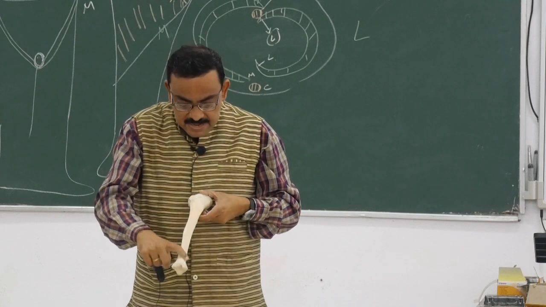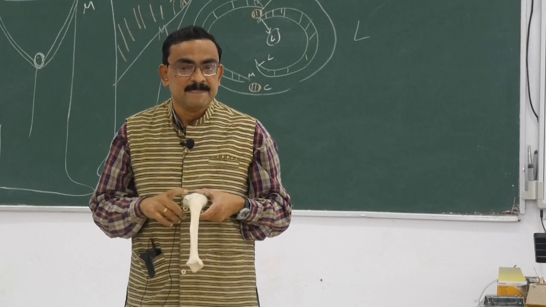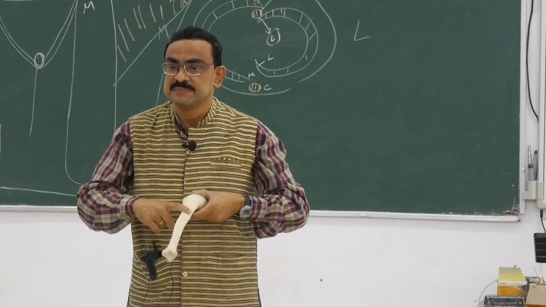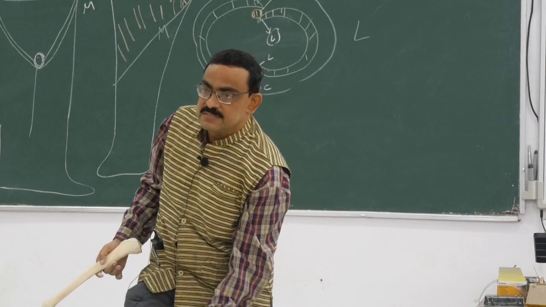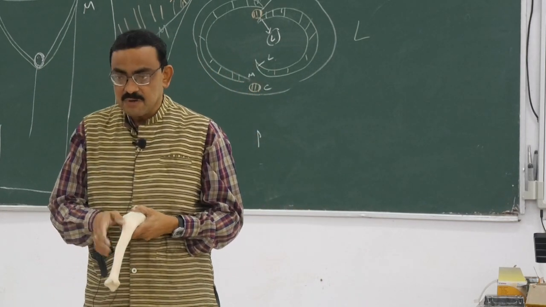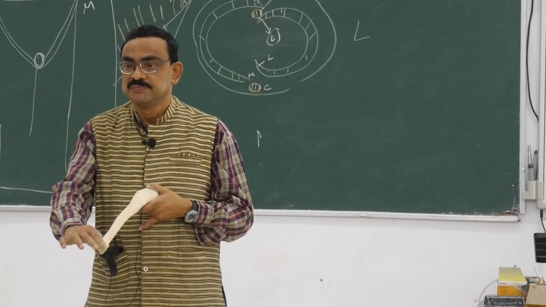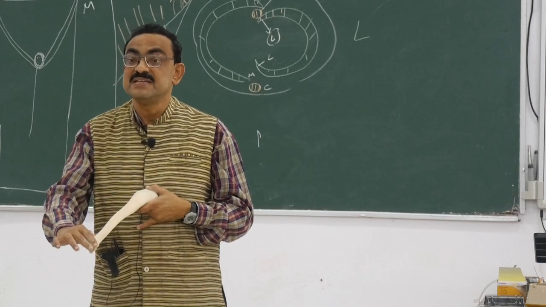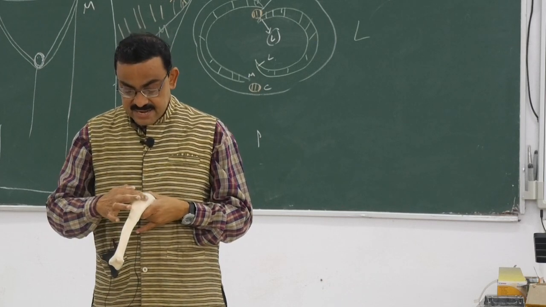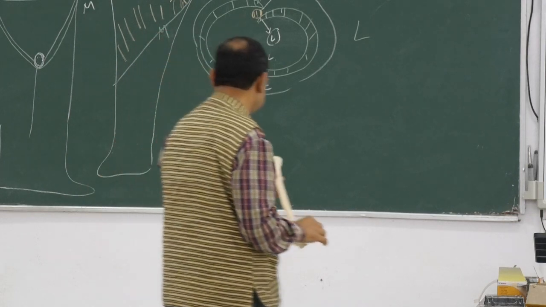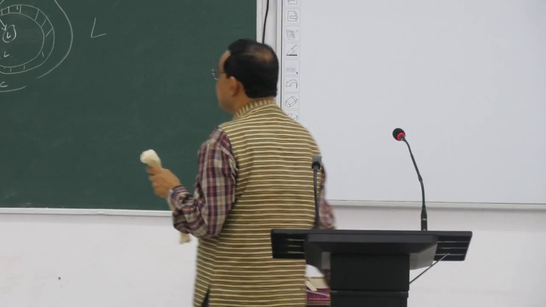Now this medial surface we can feel in our body. This is subcutaneous. Feel it on your own body, this is subcutaneous. So just below the skin we can find the bone. So the medial surface is almost subcutaneous. There is attachment of three muscles, like this.